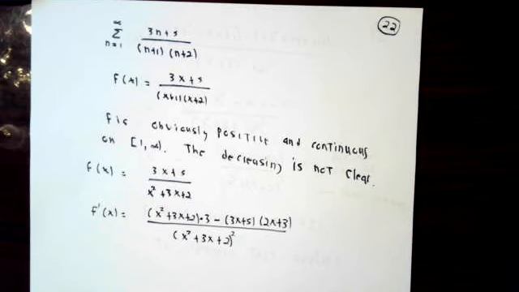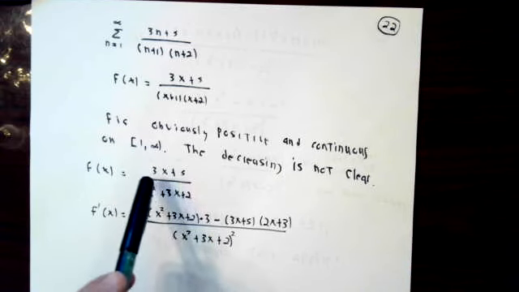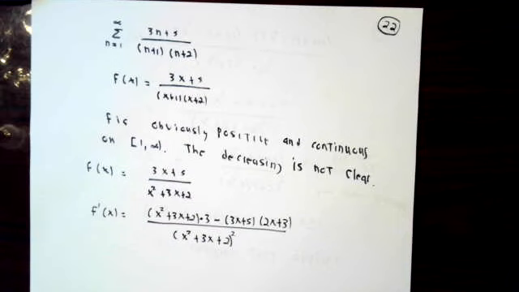It's a quotient, so I use the quotient rule, which says the derivative of f is the function on the bottom times the derivative of the function on the top. The derivative of 3x plus 5 is 3, minus the function on top times the derivative of the function on the bottom. The function on the bottom is x squared plus 3x plus 2. The derivative of that's 2x plus 3. And then you have to divide by the square of what used to be on the bottom of the fraction. Divide by x squared plus 3x plus 2 squared.